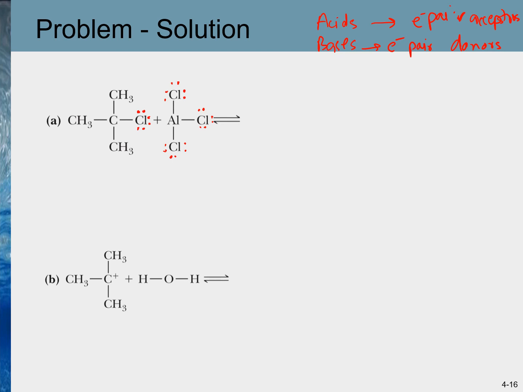So if aluminum wants to accept a lone pair of electrons, that has to come from another neighboring molecule. The neighboring molecule is this alkyl halide, and in this alkyl halide only chlorine has an extra lone pair of electrons to donate. So this reaction will go like that. Chlorine will donate 1 electron pair to aluminum, and in doing so aluminum will gain 2 electrons and its octet will be complete.